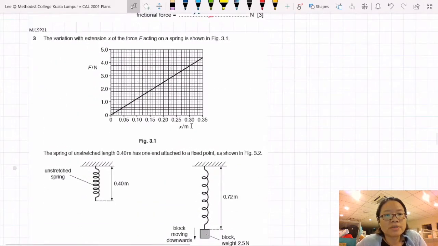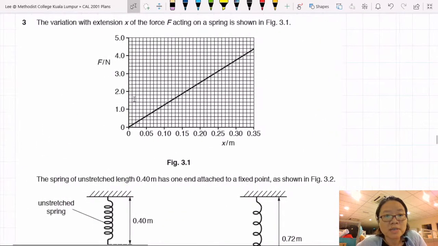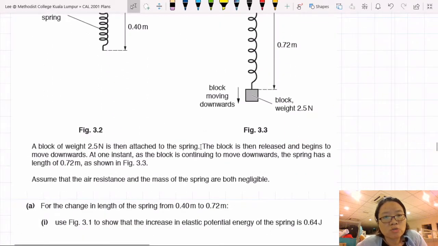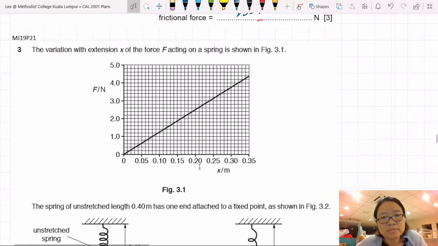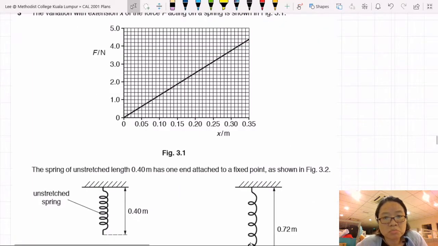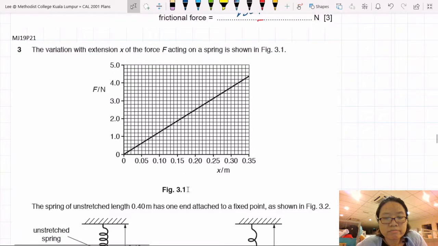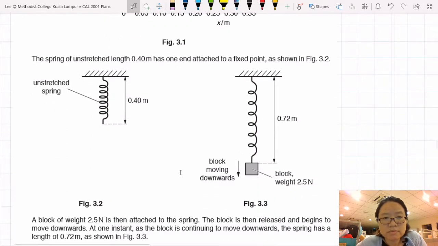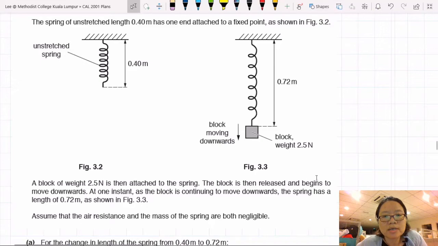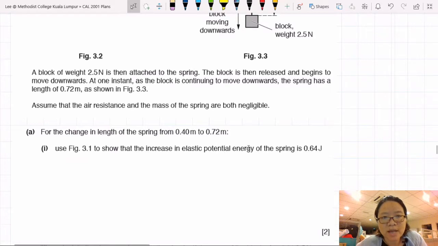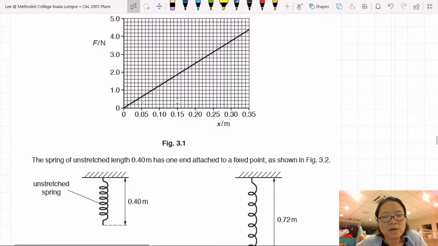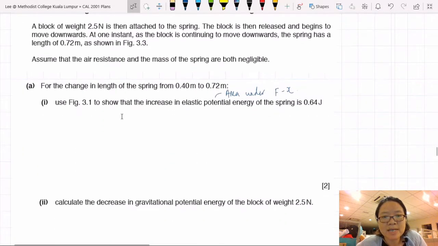Alright, let's try another question. This one is a spring. I probably need to talk about spring a bit. So this one, you have a spring, original length 0.4 meter. Then we stretch it all the way to 0.72 meters. Okay, and then we hang a block 2.5 Newton. The block is then released and begins to move down. At one instant, as the block is continuing to move downwards, the spring has a length of 0.72. Assume no air resistance. Calculate the change in elastic potential energy.